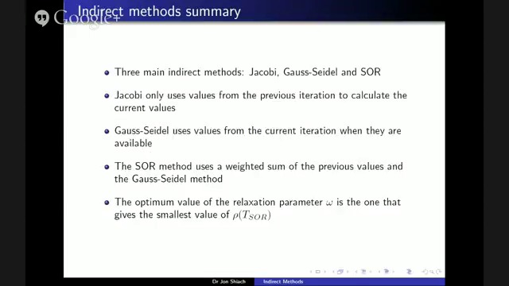Of the indirect methods, we looked at the three main ones: Jacobi, Gauss-Seidel, and SOR. Jacobi only uses values from the previous estimate. Gauss-Seidel uses values as and when they're available. The SOR method is a weighted sum between the previous estimate and the Gauss-Seidel method. And finally, in the SOR method, the optimum value of the relaxation parameter omega is the one that gives you the smallest spectral radius of the iteration matrix for the SOR method.